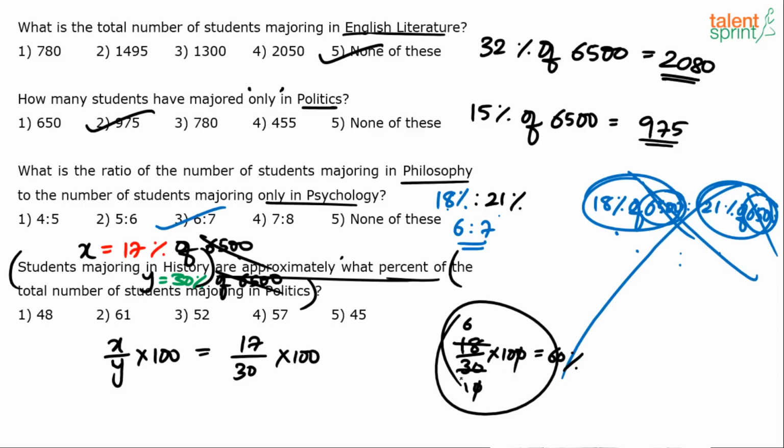17 by 30 should be less than 60%. This should be less than 60%. Again, slightly less than 60%, not so much less. So 48, 61, 45, 52 are cancelled. Closest is 57. So option 4, 57% will be the answer.